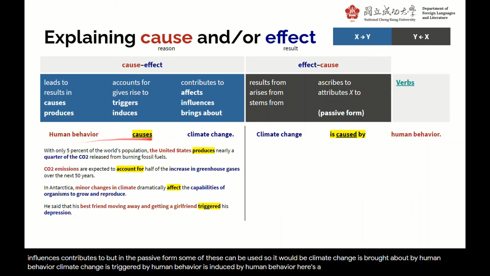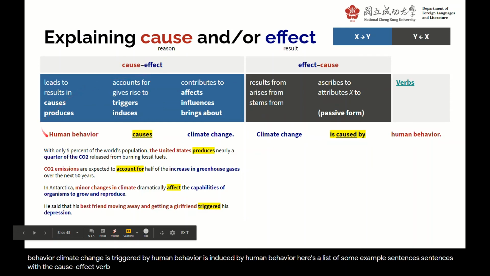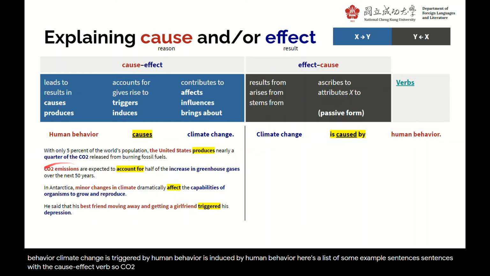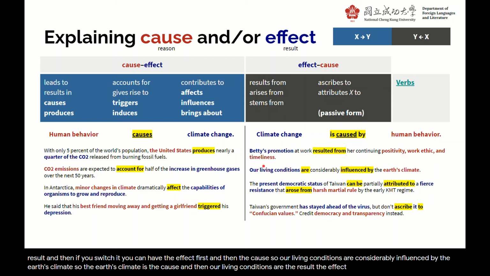Here's a list of some example sentences with the cause-effect verb. So CO2 emissions, the cause, are expected to account for half of the increase in global greenhouse gases. So that's the result. And then if you switch it, you can have the effect first and then the cause. So our living conditions are considerably influenced by the Earth's climate. So the Earth's climate is the cause, and then our living conditions are the result, the effect.